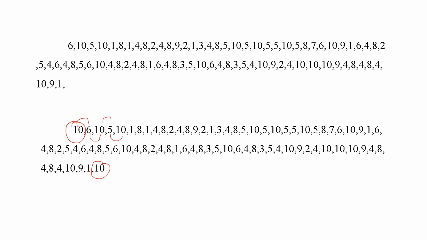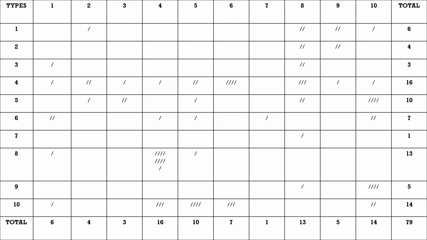The first number is the row, the second is the column. So for 10 comma 6, we go to the 10th row and 6th column and make a tally. Then the second pair, 6 comma 10: 6th row, 10th column, and make a tally. Likewise we have to make tallies. See, this is how it has been made. 10 comma 6 is the 10th row and 6th column, so here we make one tally.